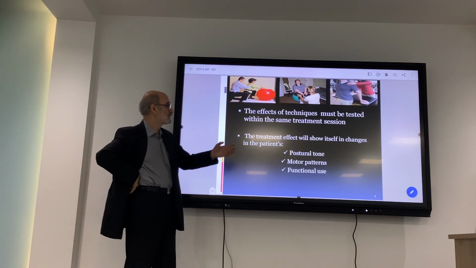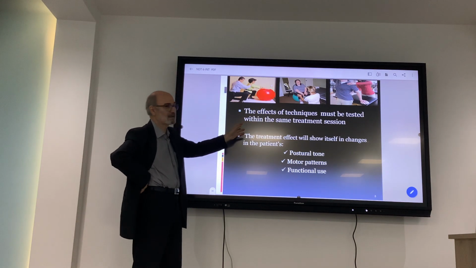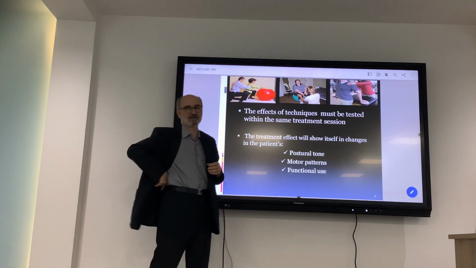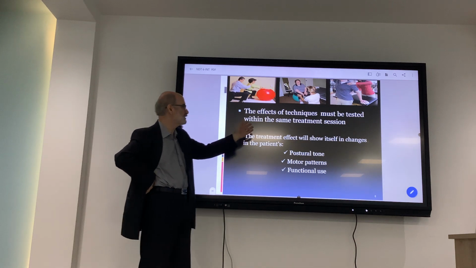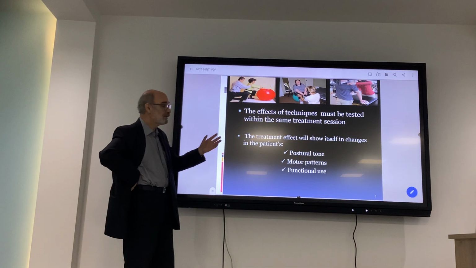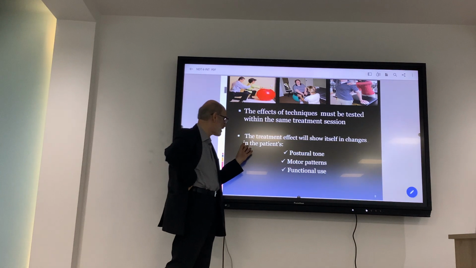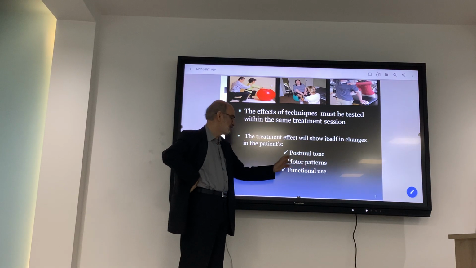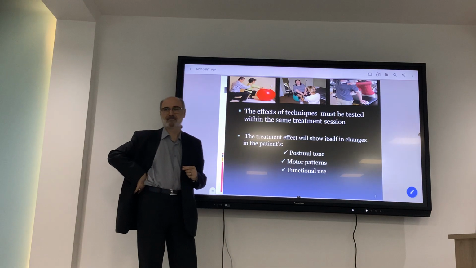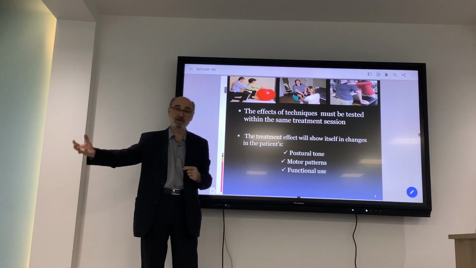An important point for you to remember is that the effects of techniques applied must be tested within the same treatment session. If it is not effective, then use another technique, even within the same treatment session. If your treatment is effective, the effects will show in changes in postural tonus, in motor patterns, in functional use. If your treatment is effective, I can extend the elbow, postural tonus normalized.